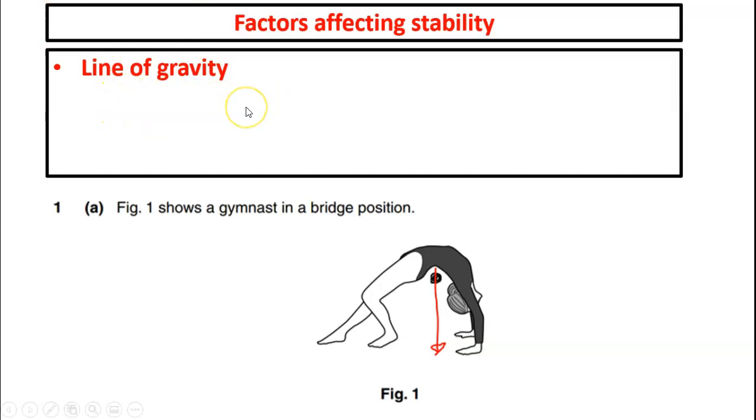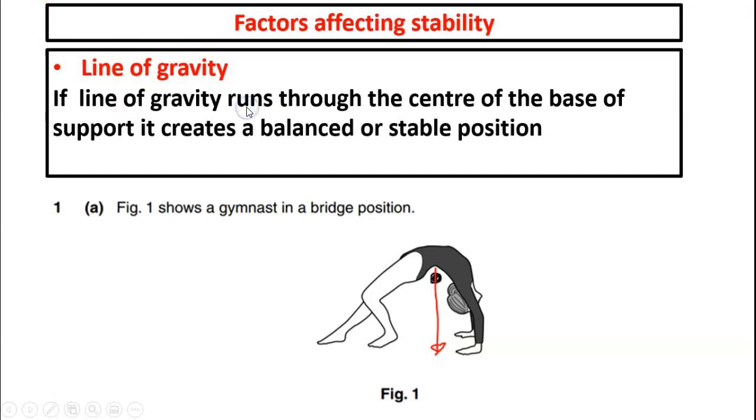So if we're going to apply this factor, we've got to say that if the line of gravity runs through the centre of the base of support, it creates a balanced or stable position. For example, we'll keep it with this one, a bridge in gymnastics. What I want to make really clear here is that if we're trying to maximise stability, we want the line of gravity to run through the centre, as you can see here, of the base of support. Now the base of support here is hand, hand, foot, foot. So we want it as close as we can to the centre. If that's the case, we are stable.